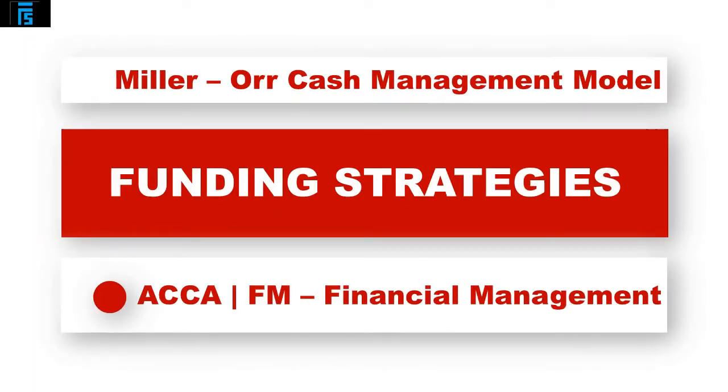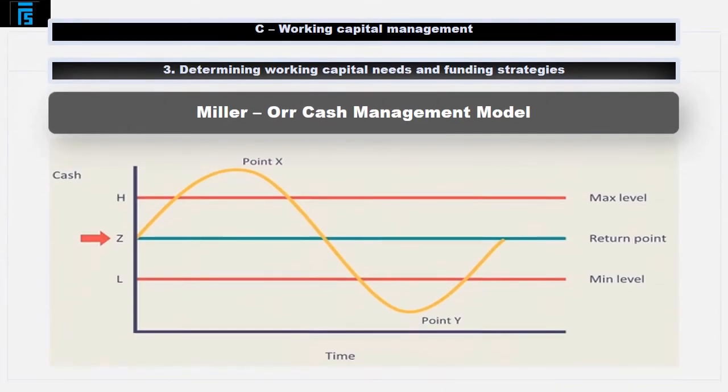Miller-Orr model. This is one model that can be used to manage cash. It is used to set a target cash balance for the company. The model sets a high and a low point of cash for the company to hold. The model also sets an ideal cash level called the return point. See the diagram. Line H is the maximum cash the company will hold, and line L the least. And Z, you may have guessed that this is the target cash balance or return point Z.